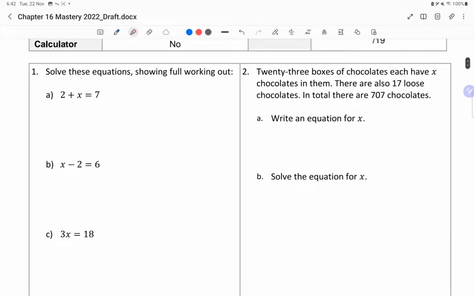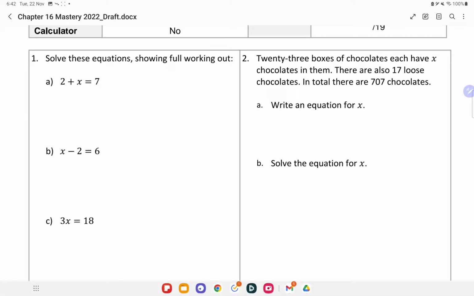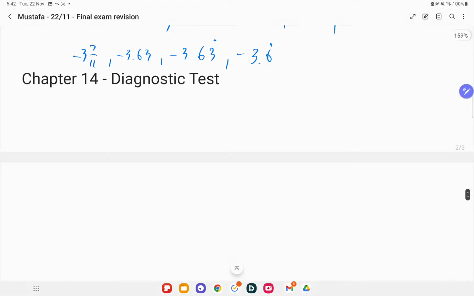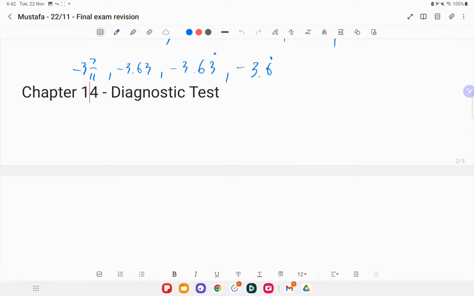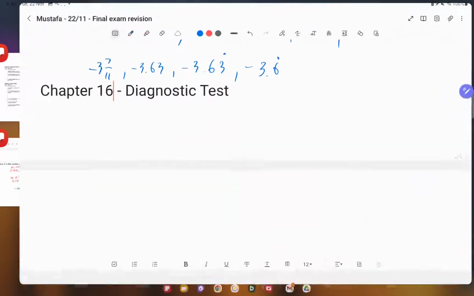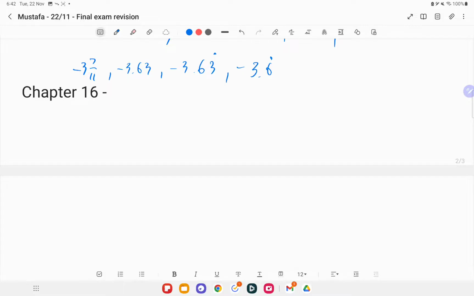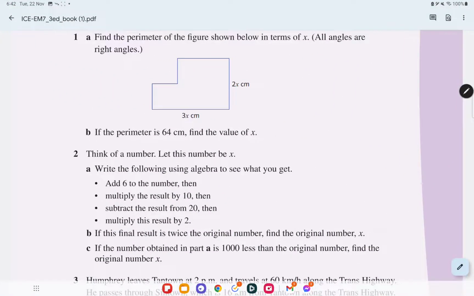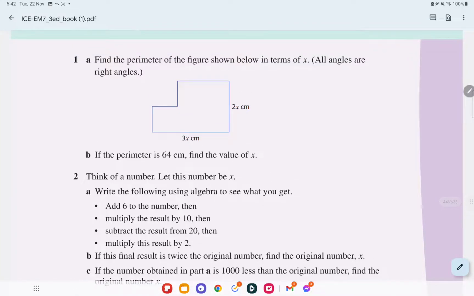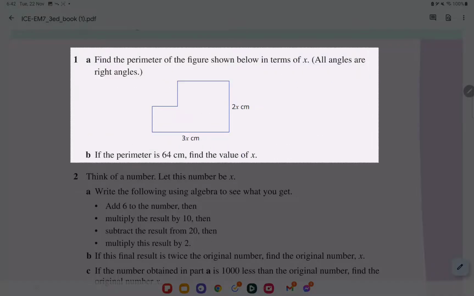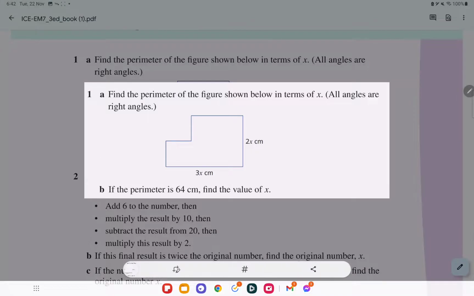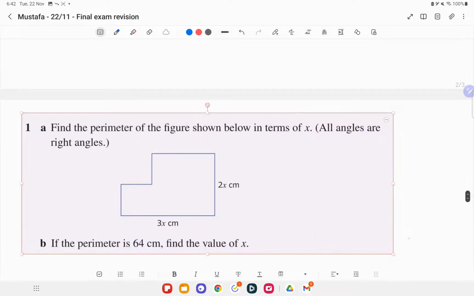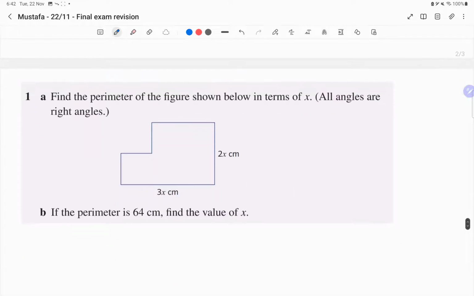Okay, these ones are easy ones. I actually want to go through this one. Let me show you. Chapter 16. Challenge. These kinds. Now question 1 here. This is a very reasonable exam question. Why? It's doable within a time limit, but it's hard enough that if you don't know how to do it, you can't even start it.